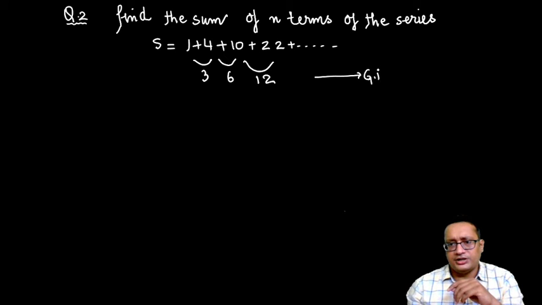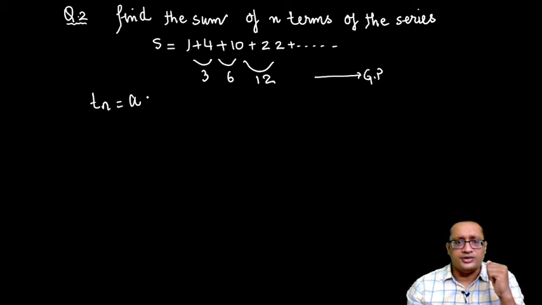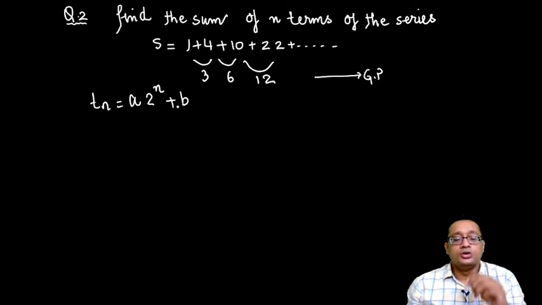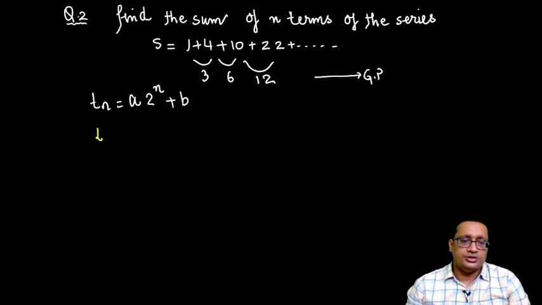The first method is to write the nth term as A R to the power n plus B, where R is the common ratio of the GP, here 2. So again, what is unknown here? A and B. So I need two equations. T1 is equal to 2A plus B, and 2A plus B is equal to 1.